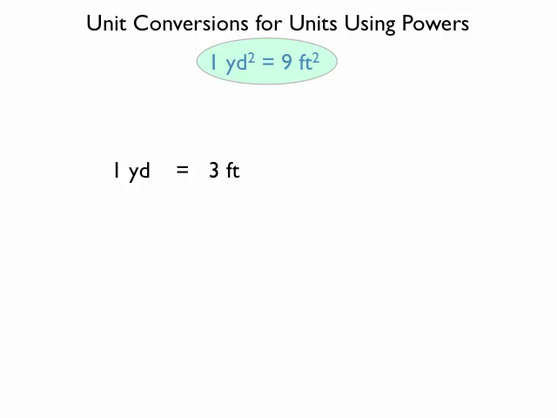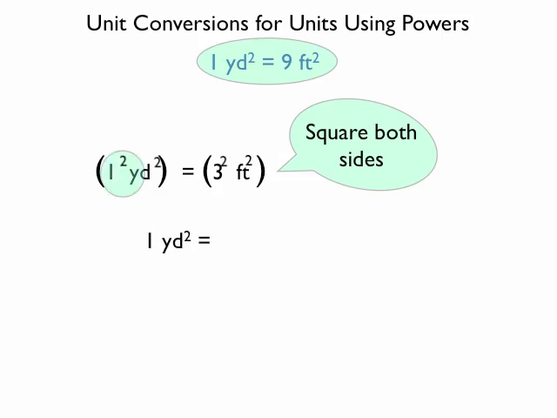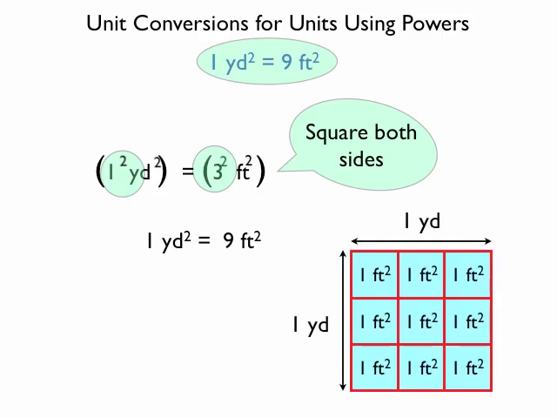Because we want 1 square yard, we need to square both sides of this equation, which means raising both sides to the second power. Remember that when we square a term, we must square everything inside the parentheses. 1 squared is just 1, so we have 1 square yard on the left, and 3 squared is 9, so we have 9 square feet on the right. Notice that we've confirmed the result from our picture. 1 square yard is equal to 9 square feet.